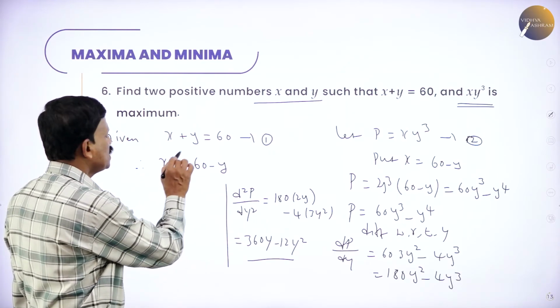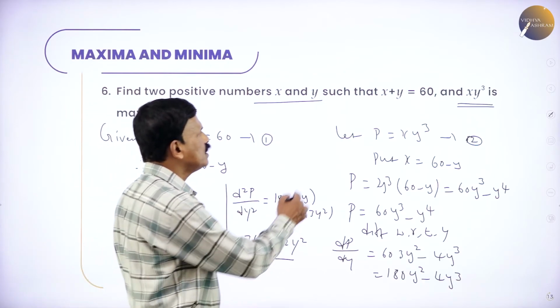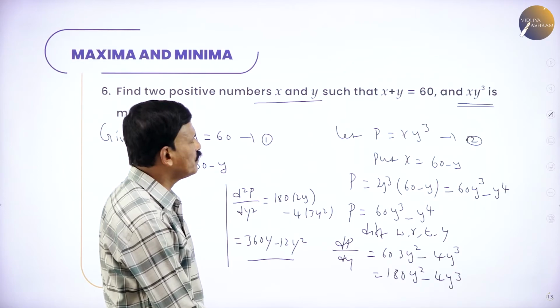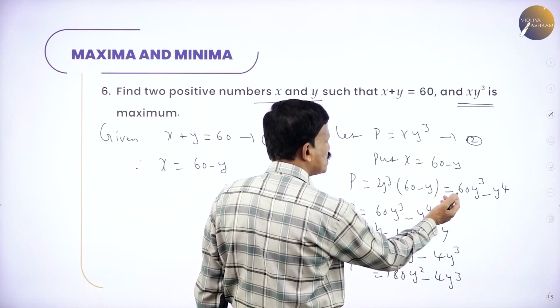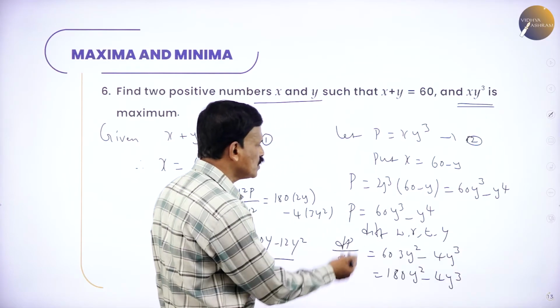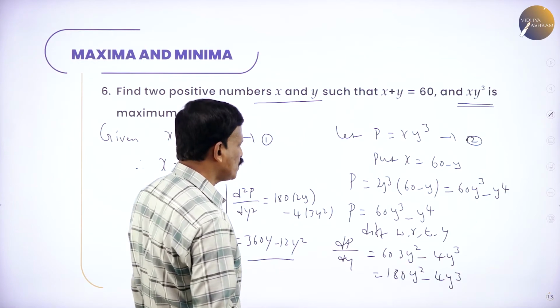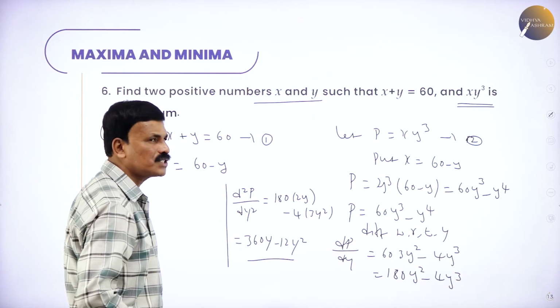Now, what is given? The sum of two numbers is 60, therefore x is equal to 60 minus y, and let us consider p equal to x y cube. Substitute the value of x is equal to 60 minus y from equation 1: y cube into 60 minus y, 60 y cube minus y to the power of 4. Differentiate this, dp by dy is equal to 180 y square minus 4y cube. d square p by dy square is equal to 360y minus 12y square.